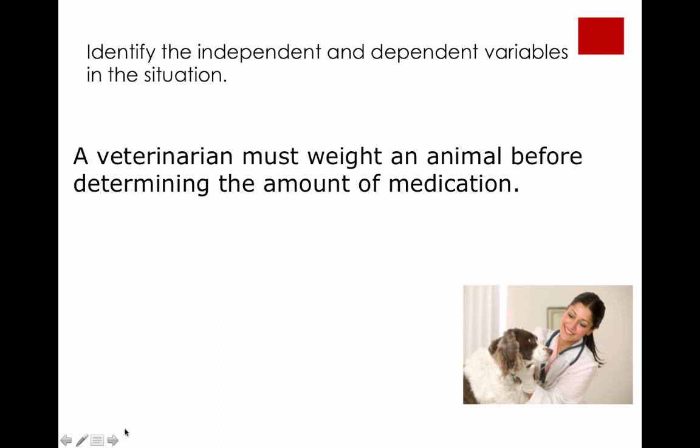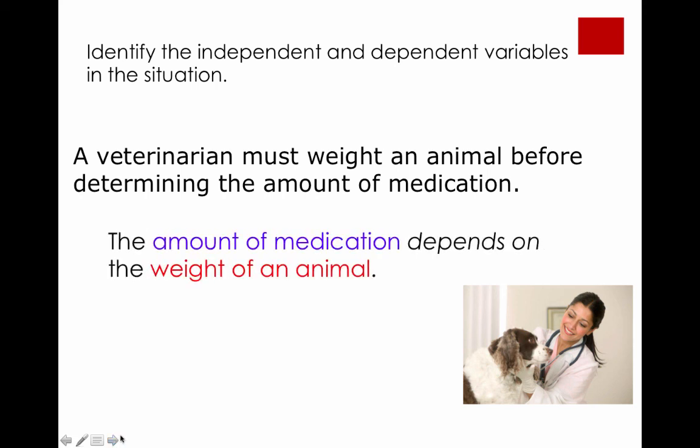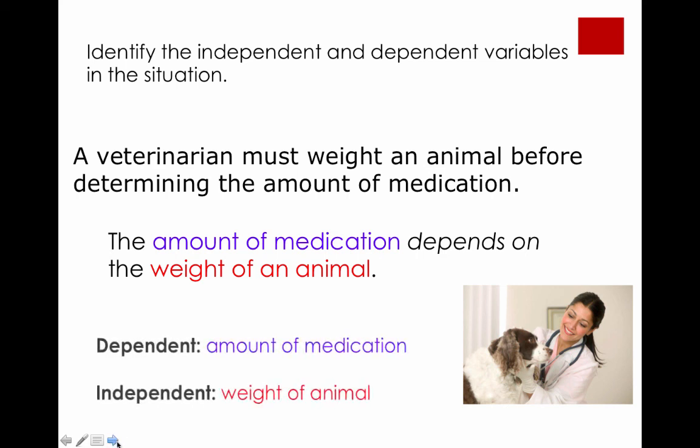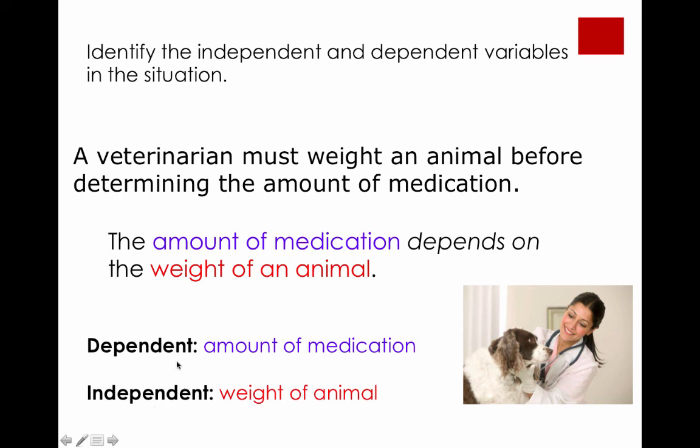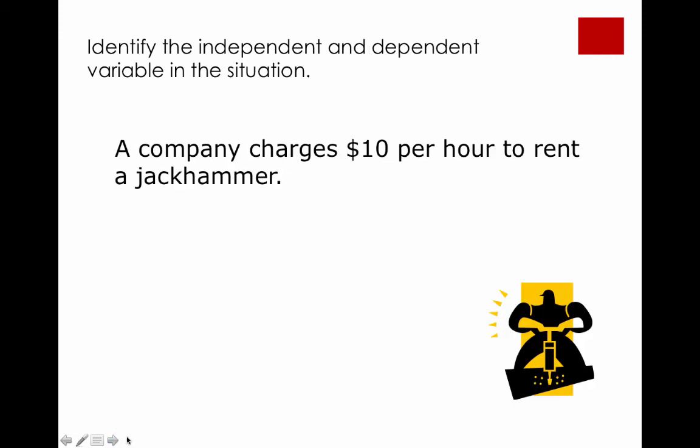Got another situation where a veterinarian is weighing the animal so they can decide how much medicine to give the animal. Well, what depends on what? The amount of medication depends on how heavy the animal is. So what is my dependent and what is my independent variable? Well, the amount of medication is the dependent variable, and the weight of the animal would be my independent variable. As long as I can say to myself in a sentence like this, what depends on what, I can determine which one's dependent and which one is independent.